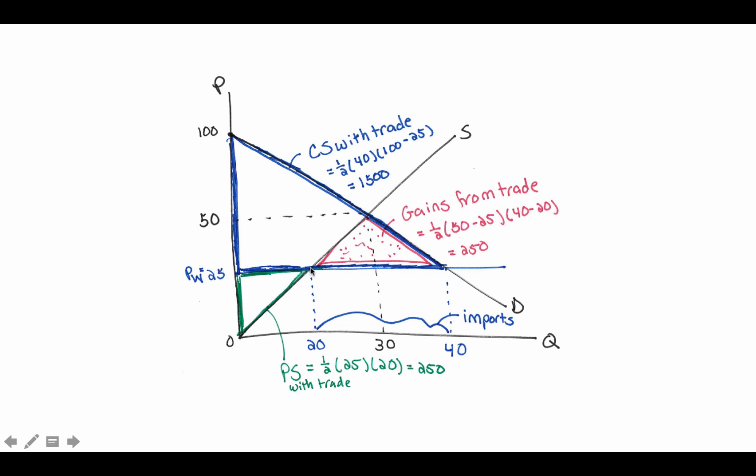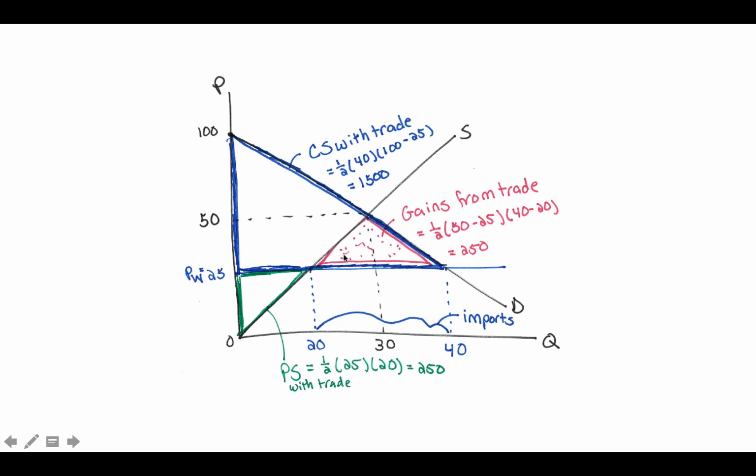You take it over to the supply curve. That's how much is domestically produced. And then you take this world price over to the demand curve. This is how much total is consumed. And so the difference between what is domestically produced, which is 20, and what is consumed in total, 40, will be imports. So imports will be 40 minus 20, or 20.